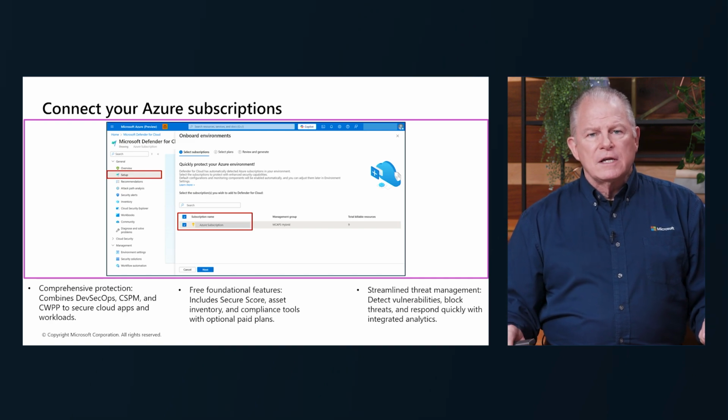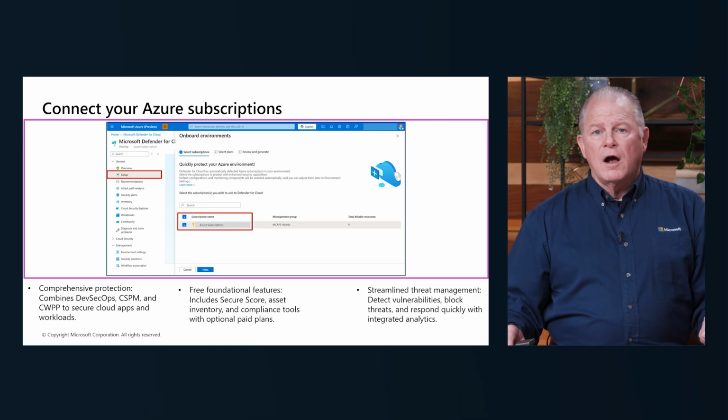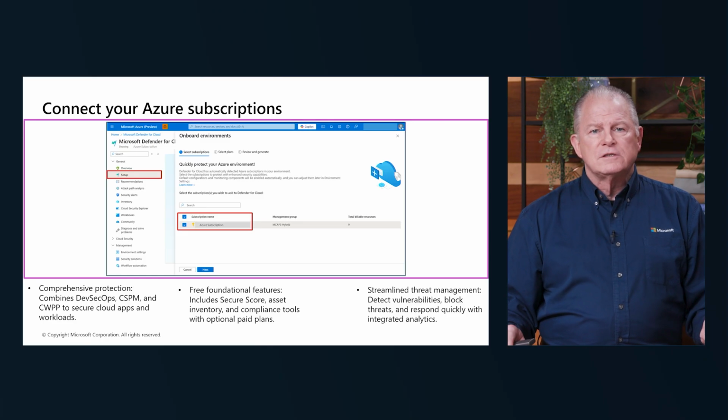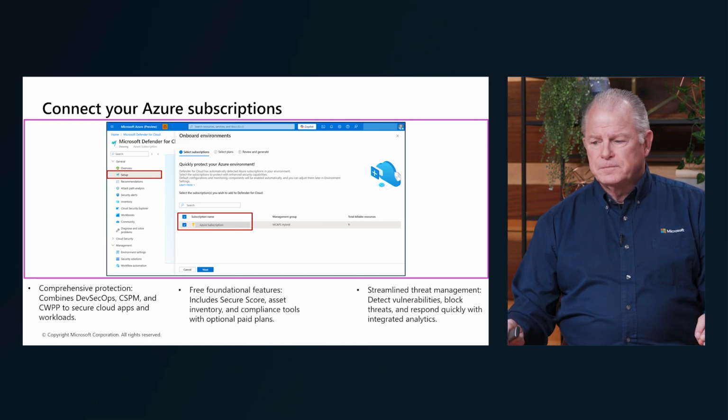Once your subscriptions are connected, Defender for Cloud continuously assesses the security posture of your resources and provides a secure score. This score reflects the overall security state of the environment. To view information related to the resources in Defender for Cloud, you must be assigned the owner, contributor, or reader role in the subscription or the resource group that the resources are located in. Be sure to follow the principle of least privilege when assigning permissions.